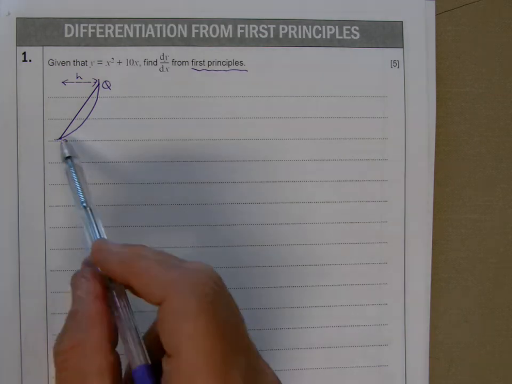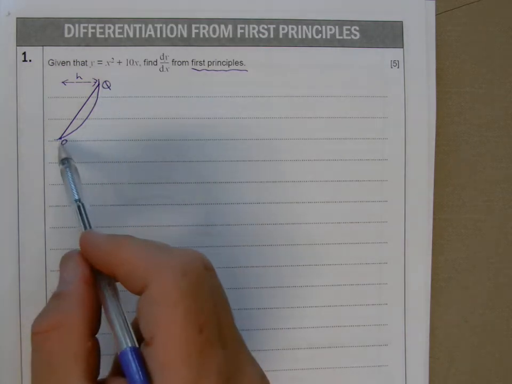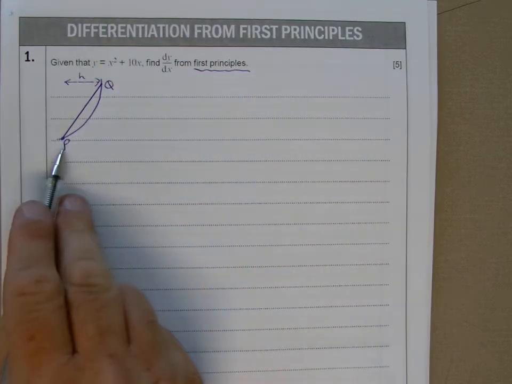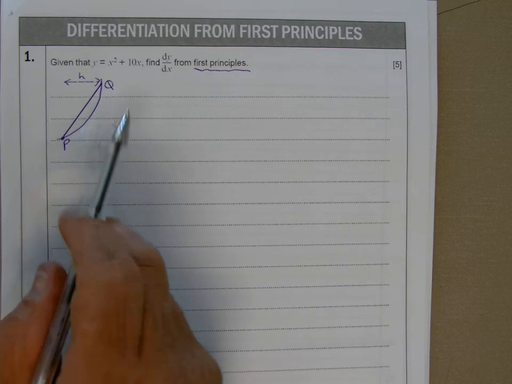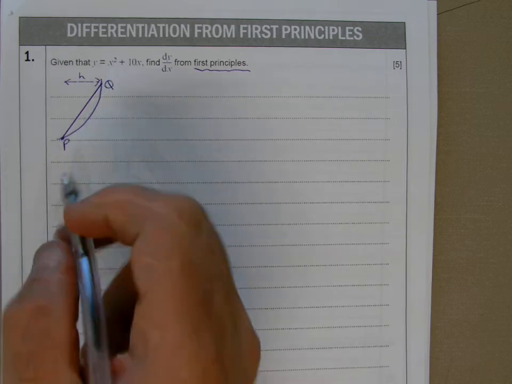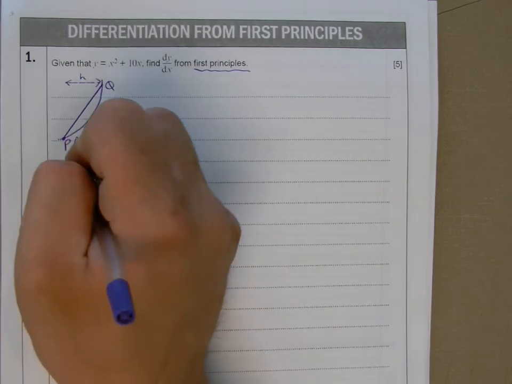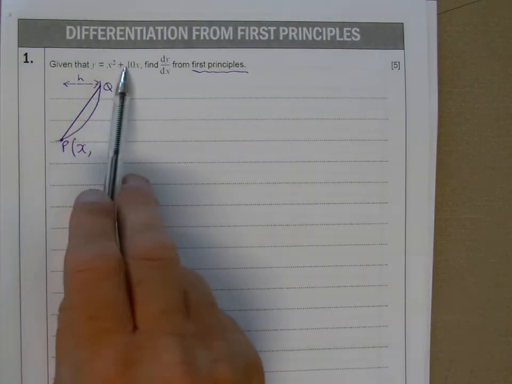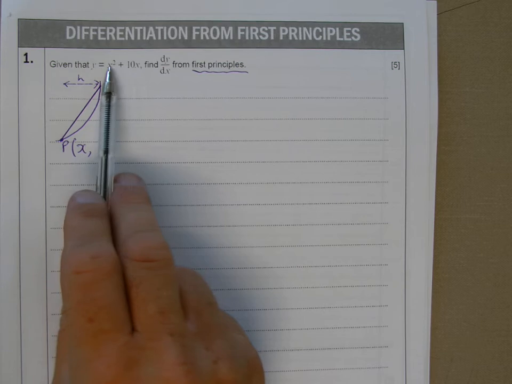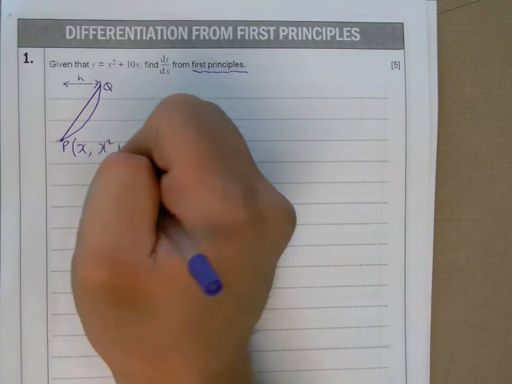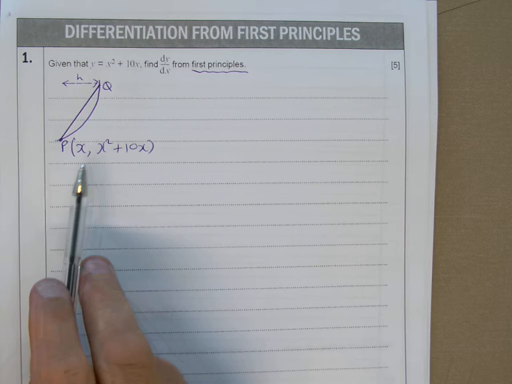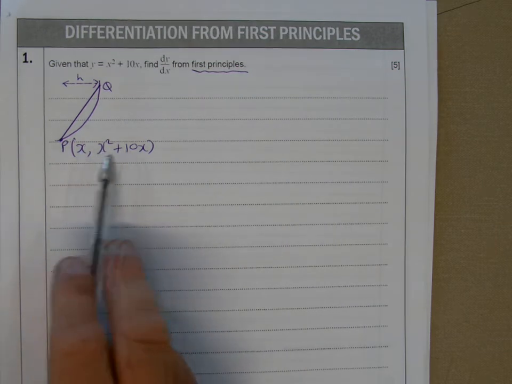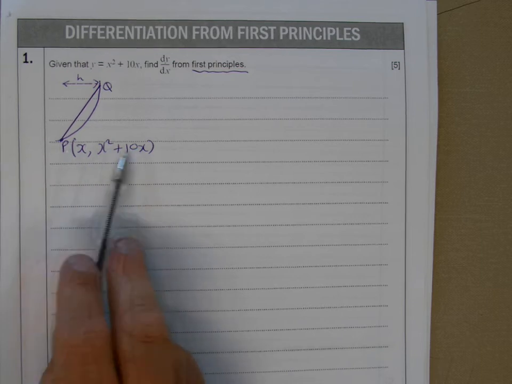And the way I do that is I draw a little curve here, and I pick 2 points on the curve, so P and Q, just a sketch. My point P represents a general point on this curve, where the x value I'm just going to call x. And of course, if my x value is x, then my y value is going to be x squared plus 10x. So that would be my coordinate at P. Whatever x is, I can work out what y is by subbing it in here.